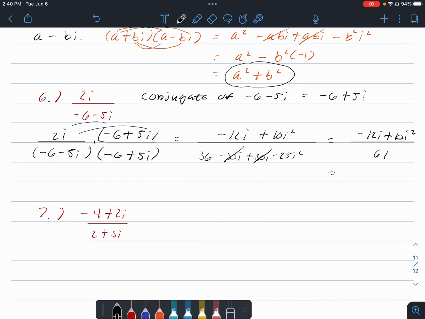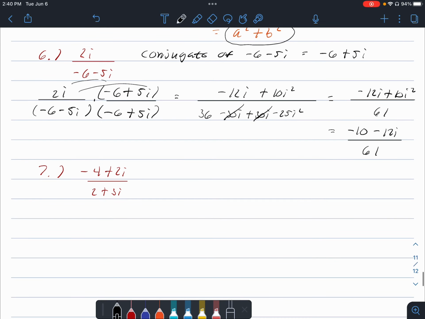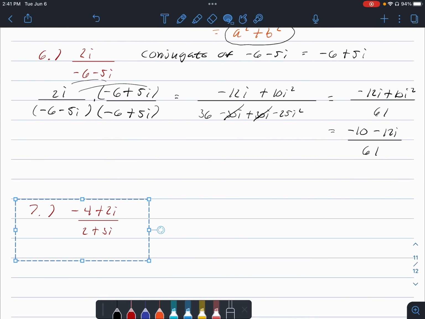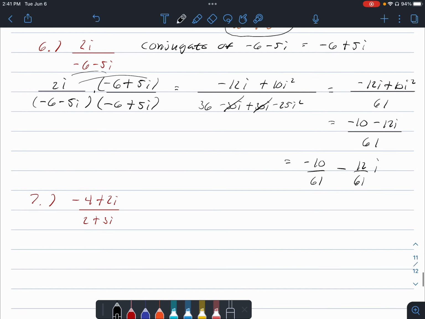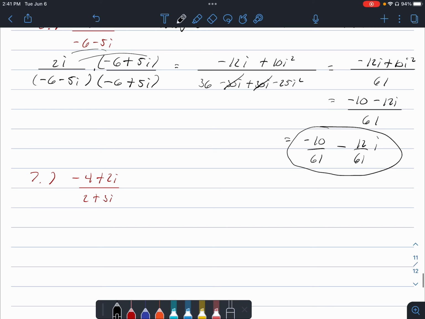So now we can simplify the numerator, and this 10i squared will just become a negative 10. So we'll have negative 10 minus 12i over 61. Okay, and usually it's customary with complex numbers to write the real and the complex part separately. So we just write this as negative 10 over 61 minus 12 over 61i. So this would be our final answer.